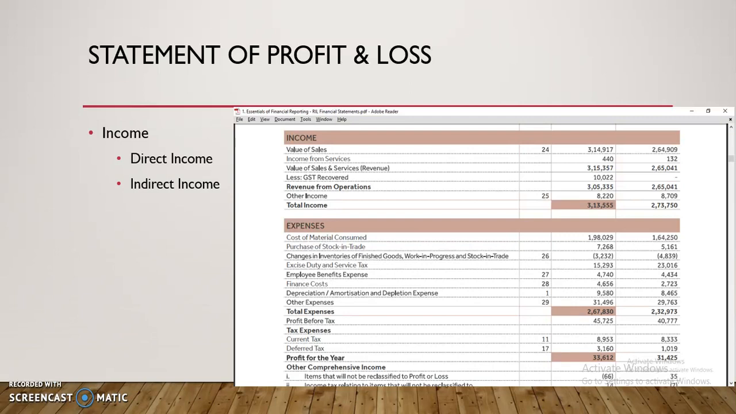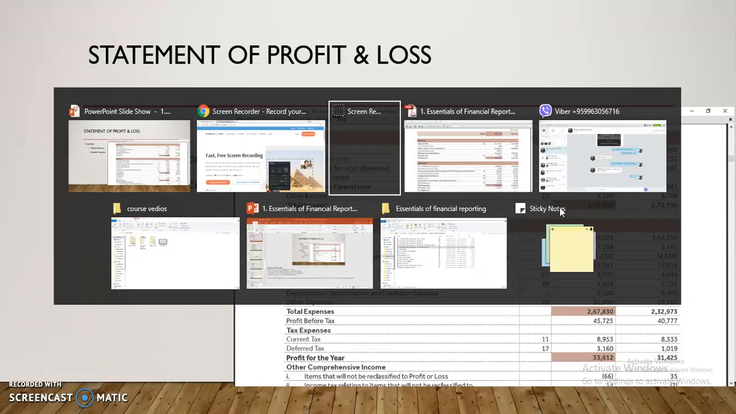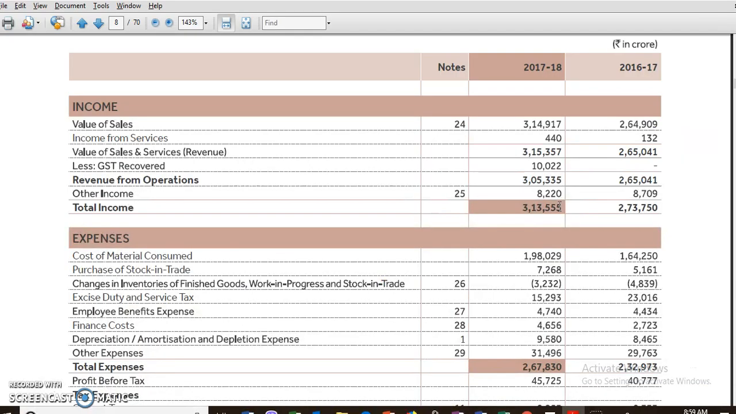Direct income means whatever you are generating directly from your operations and your business activities. While indirect income, or you can call it other income, means it can be another source incidental to the business activities. For example, sale of items, or GST refund, or other such sources.